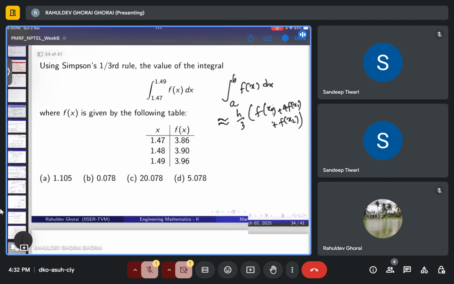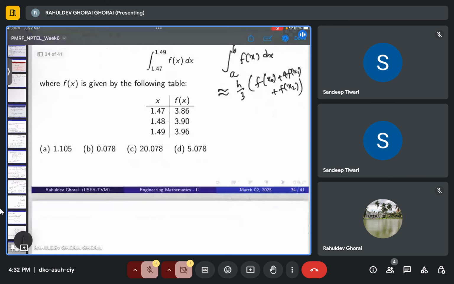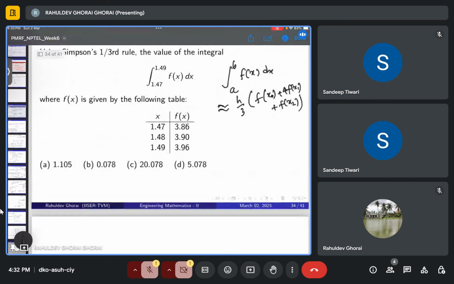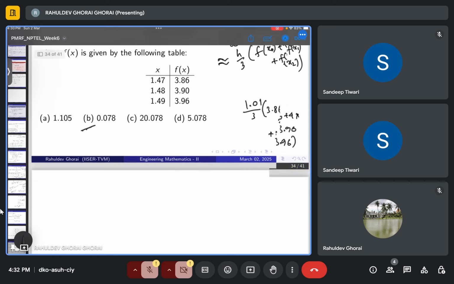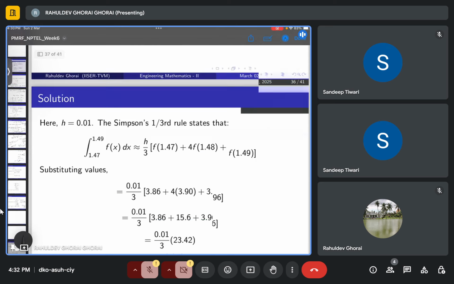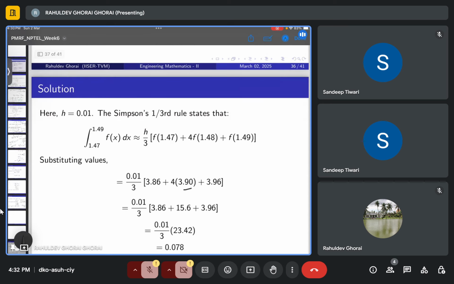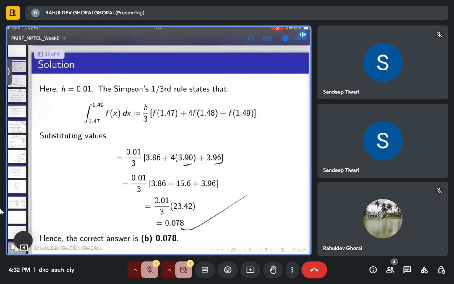Okay, so what we have to do is h will be 1.01. You were telling B is correct, right? Yes, sir. Okay, 1.01 over 3 times 3.86 plus 4 times 3.90 plus 3.96. Okay, then it is correct.